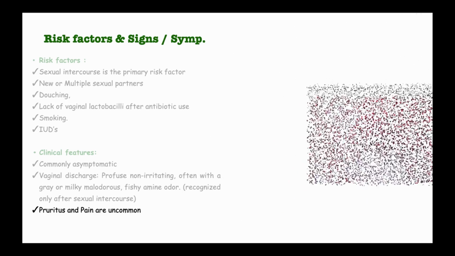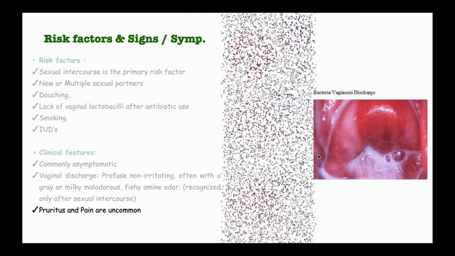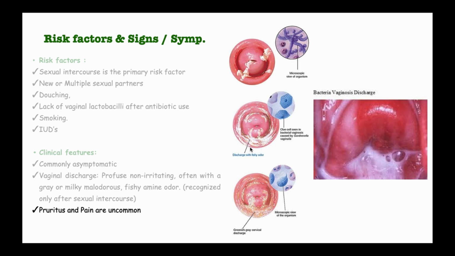And so, looking at this diagram, we find such milky, malodorous discharge from the vagina of such a woman, and you can see how red the cervix has become. Then also, when we look at this diagram, we can see the discharge with the fishy odor. This is how it looks in some vaginas, as well as the gray, greenish cervical discharge, as we can see.